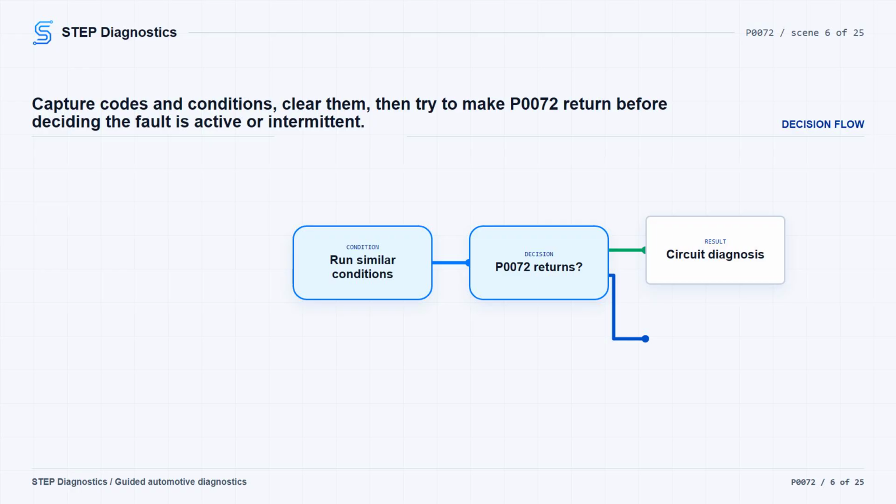Clear the codes and operate the vehicle or system under similar conditions to see whether P0072 comes back. If the fault returns or is present, continue with the circuit diagnosis. If it does not return, treat it as intermittent and avoid guessing.